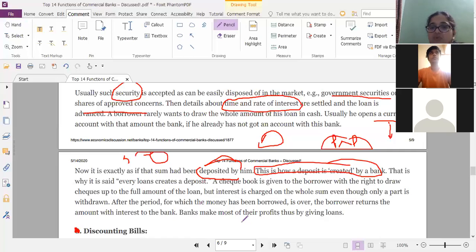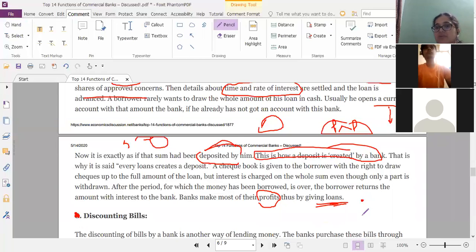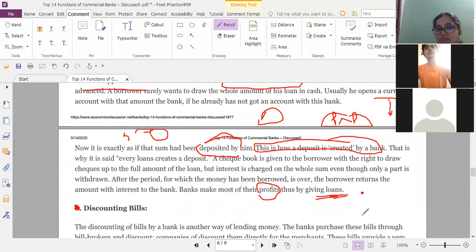Banks make most of their profits thus by giving loans. So how are the banks making profit? By giving loans. They charge interest rate on the loans which they are providing, right? And this is how they make money off the loans which they are lending to people, or giving to people.